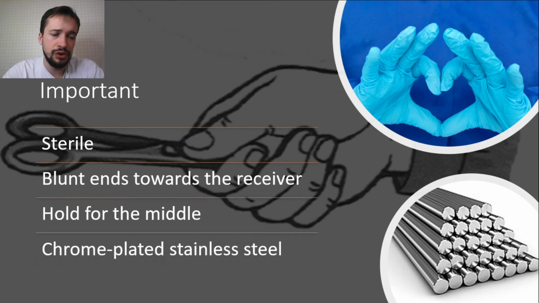Important: the surgical instruments used in manipulations must be sterile. Surgical instruments are passed from hand to hand with blunt ends in the direction of the recipient, so that the cutting and piercing parts do not injure the hands and do not damage your manicure. At the same time, the transmitter must hold the instrument by the middle. Most surgical instruments are made of chrome-plated stainless steel. The number of models of surgical instruments currently reaches several thousand.